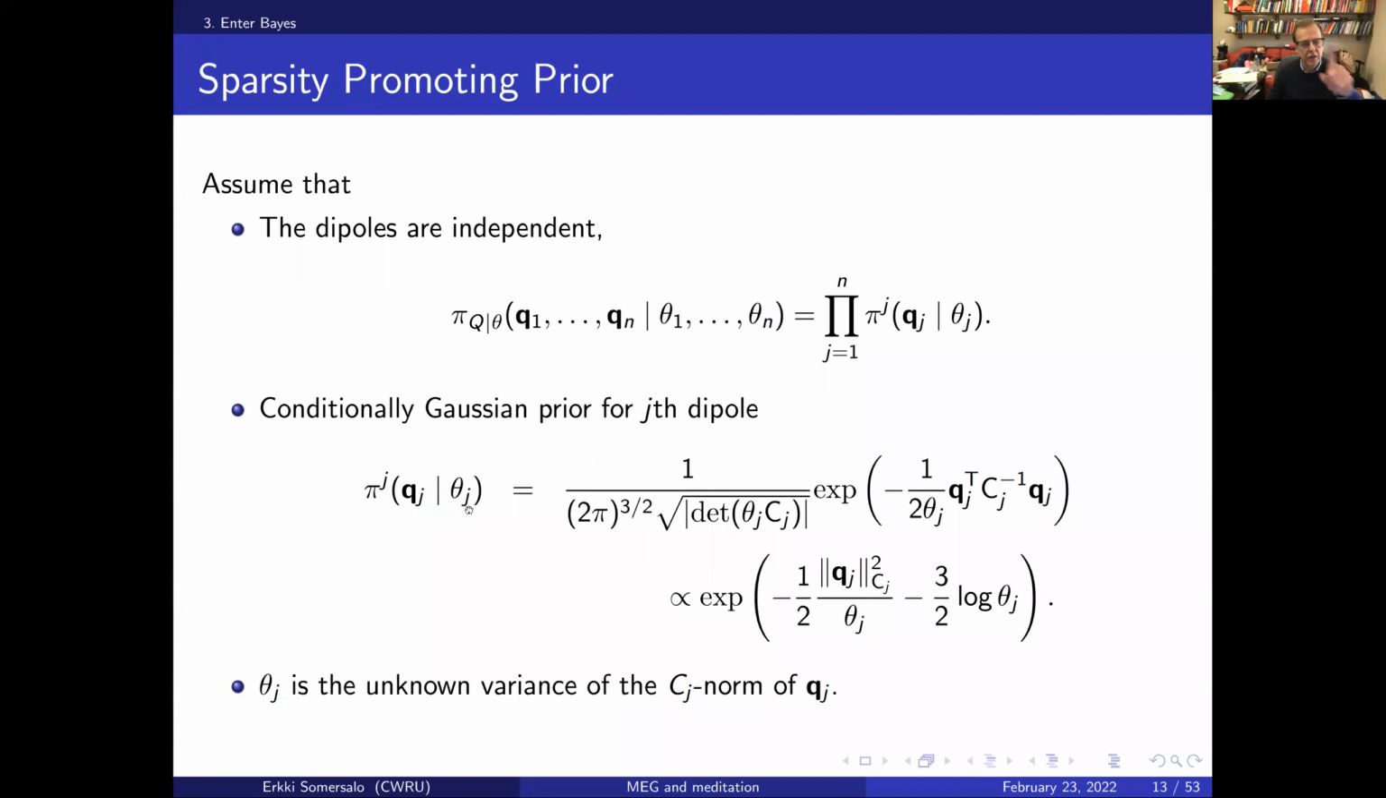So I'm writing this conditional density. I'm assuming that each dipole is independent because we want to have focal sources. We don't want to use any smoothness type prior here because we expect the dipoles to be focal. So we want the opportunity that a single dipole is active and the neighbors are not, and so we use independence here. That leads to a local prior model for each dipole, which is given here, and the unknown variance is included in the model.